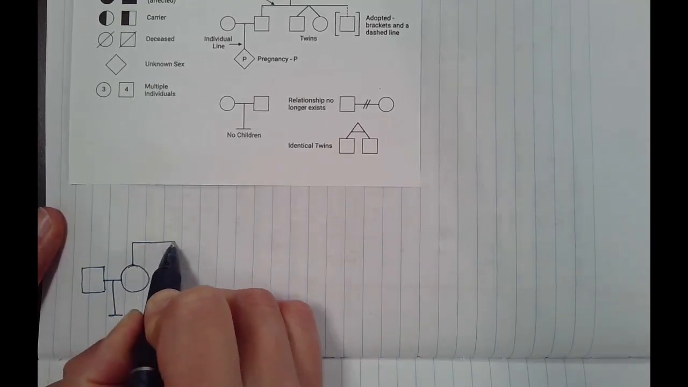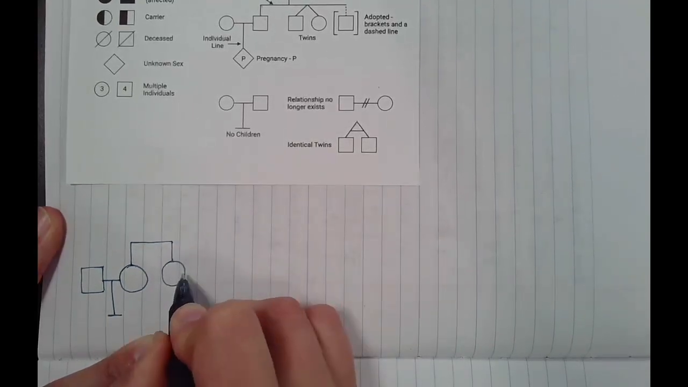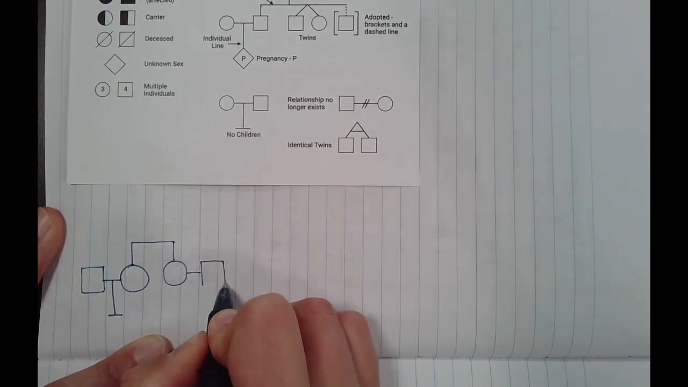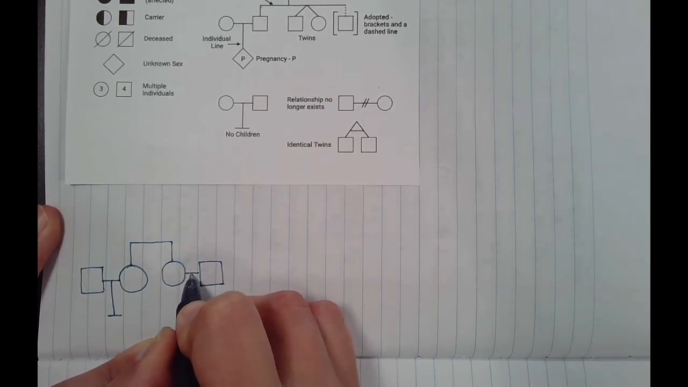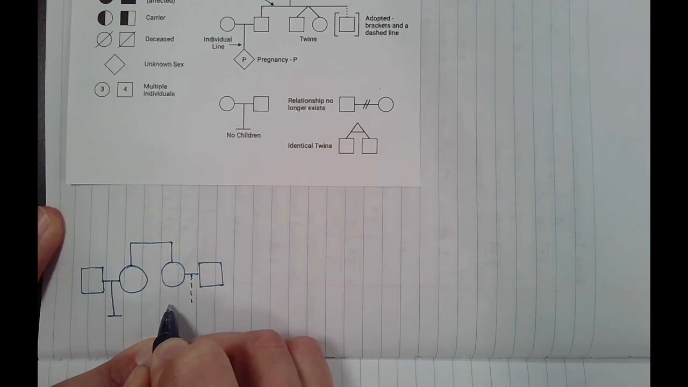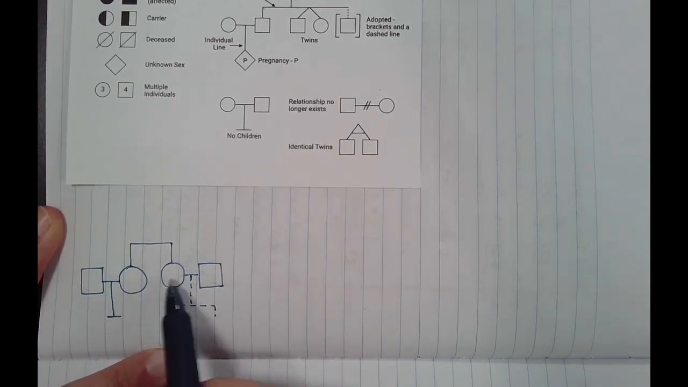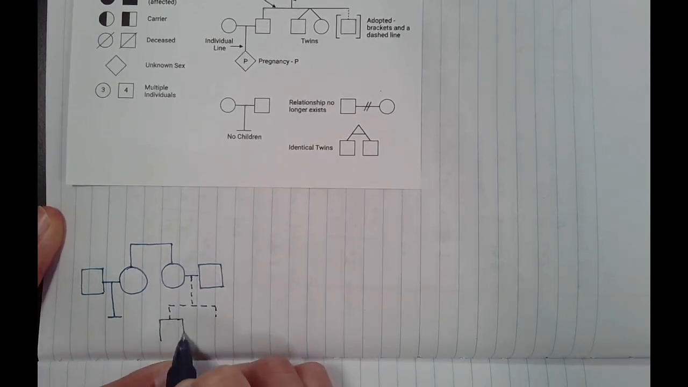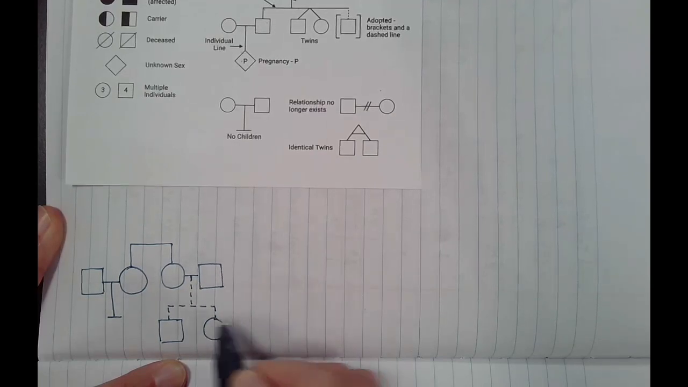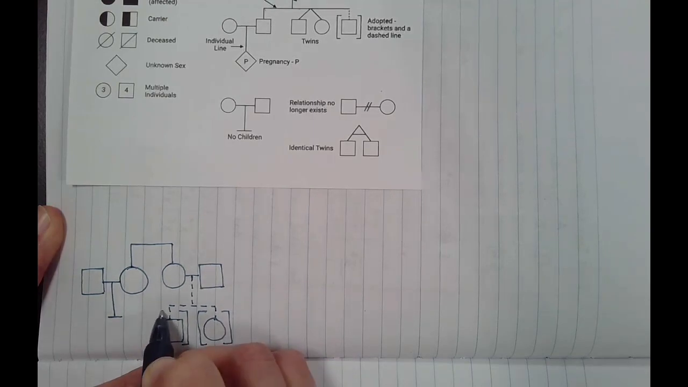So I have a sister, and my sister has a spouse, but they do not have biological children. They have adopted 2 children. So to show that adoption, I'm using a dashed line, and this means that these offspring are not genetically related to either of these people. And so one of their children is a boy and one of their children is a girl, and they're both adopted, which means that they get dashed lines and brackets.